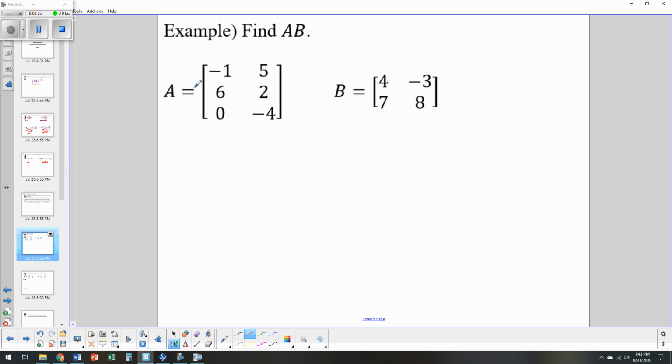I have 3 rows, right? Row 1, row 2, row 3. That's a row, that's a row, that's a row. And then I have 2 columns, right? Column 1, column 2. Those are my 2 columns. So my answer should have 3 rows and 2 columns.